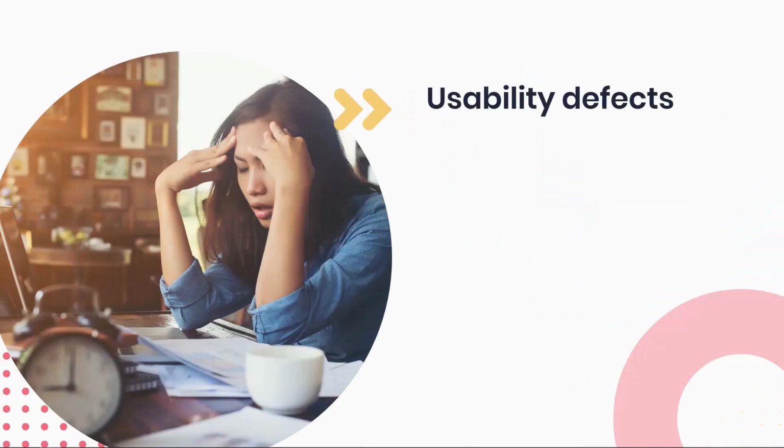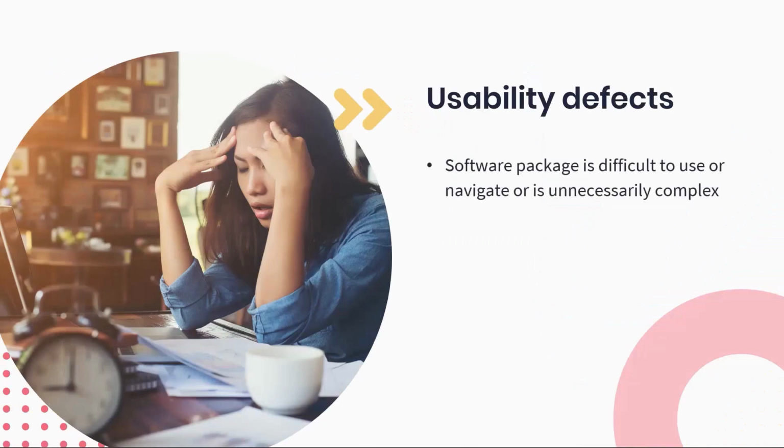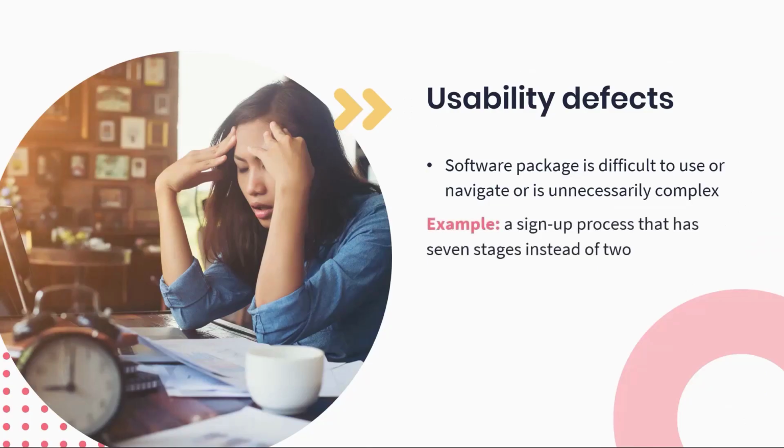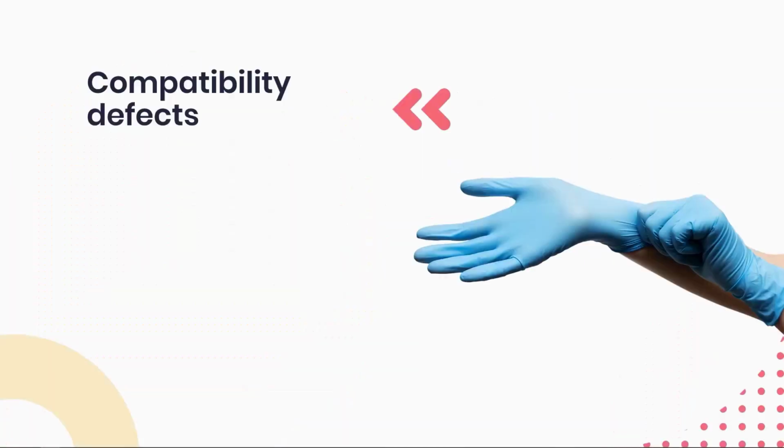to scratch. Usability defects occur when a software package is difficult to use or navigate, or is unnecessarily complex. Think of a sign-up process that has 7 stages instead of just 2. These are validated against usability requirements during usability testing.